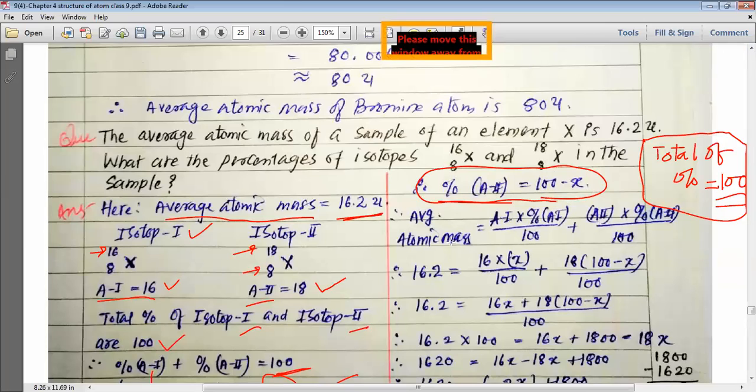Now my dear students, let us write the formula to calculate the average atomic mass. We are well aware that the average atomic mass of an element is equal to atomic mass of isotope 1 multiplied by the percentage of isotope 1 divided by 100 plus atomic mass of isotope 2 multiplied by the percentage of isotope 2 divided by 100.